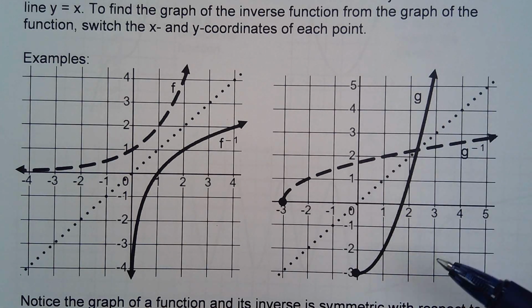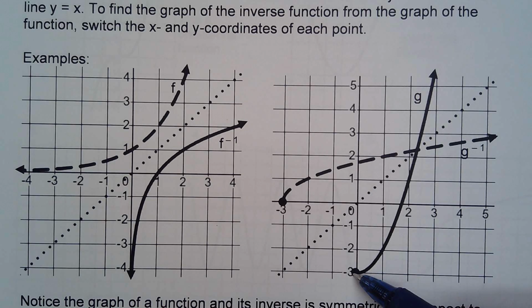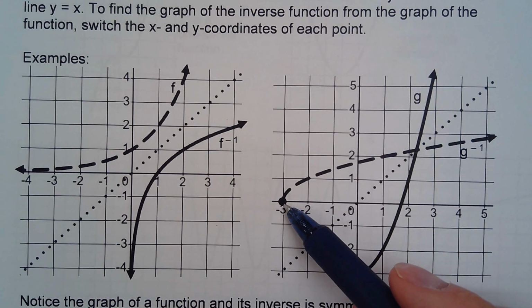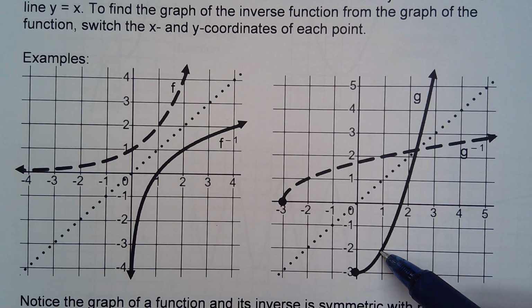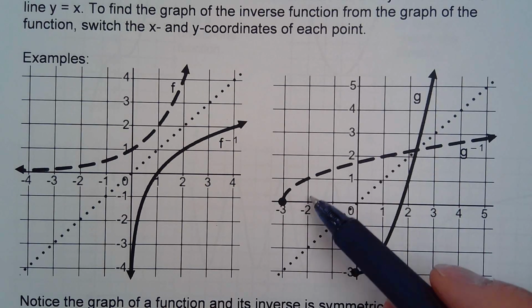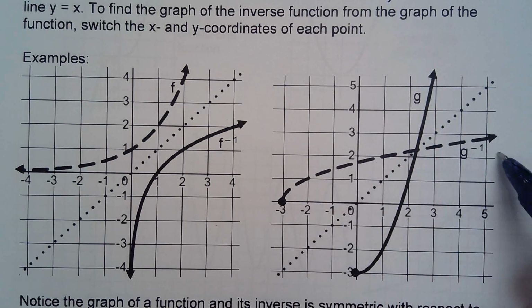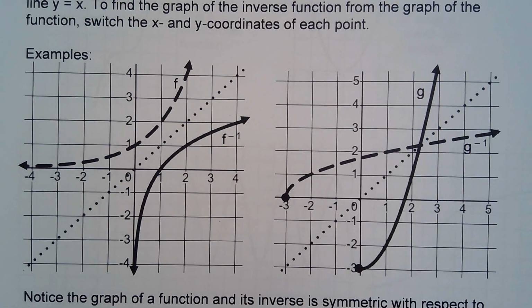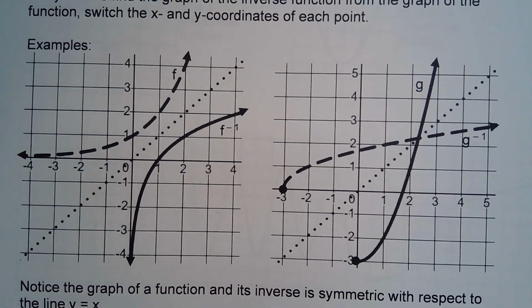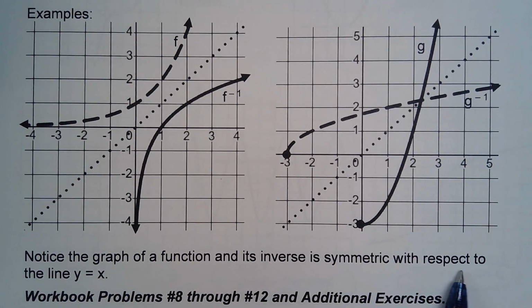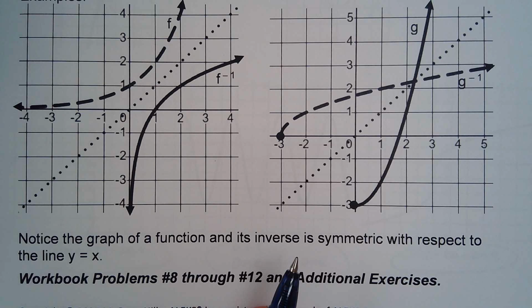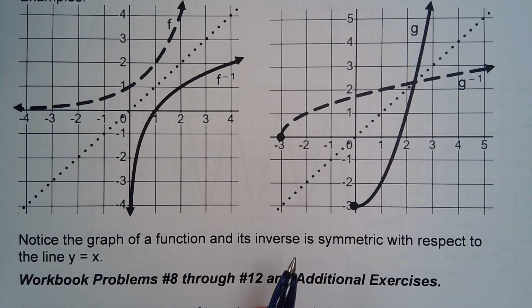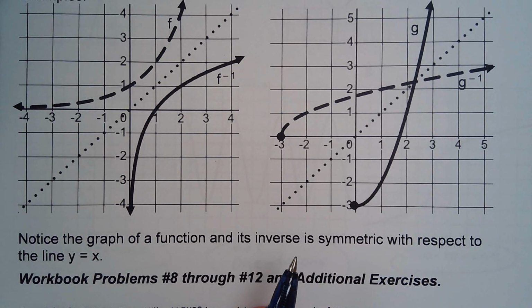Or like on this one, here's my g function. Point is 0, negative 3. Switch the coordinates, that's negative 3, 0. We have one here at 1, negative 2. Switch the coordinates, it becomes negative 2, 1, and that's going to allow me to draw in the inverse of g. And you always want to make sure you note that the graph of a function and its inverse is symmetric with respect to the line y equals x. That's a quick way to tell if two functions are inverses of each other.